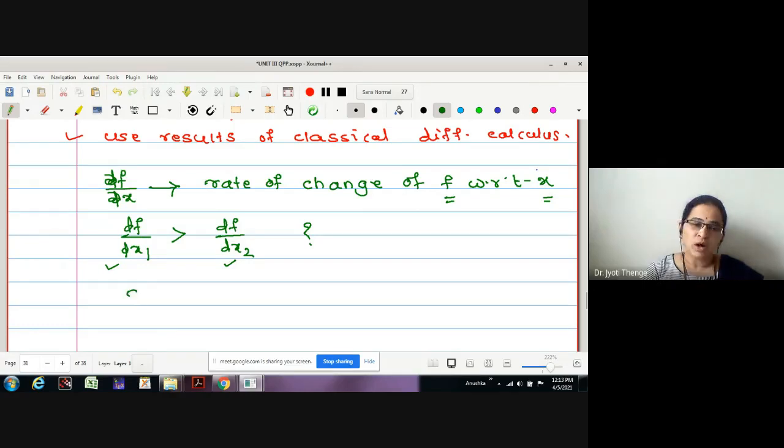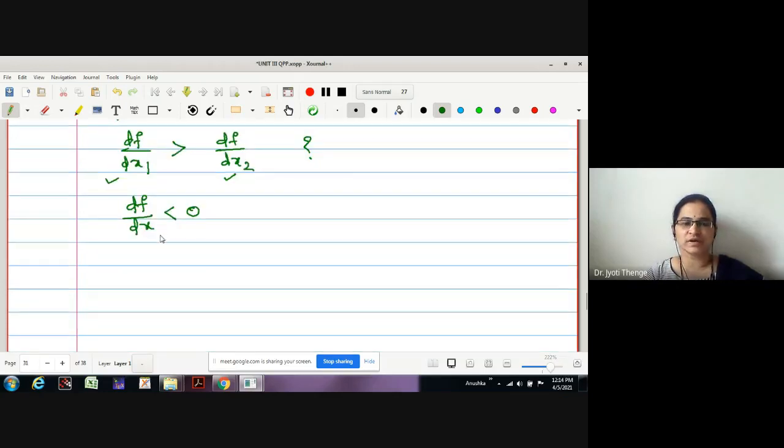Okay. What will happen if the rate of change of a function with respect to a variable is less than 0? What is this meaning? The rate of change of f with respect to x is less than 0. What is it giving us an idea? Suppose the rate of change is equal to minus 1. What does it give you the idea? If I change the value of x, what will be the corresponding change in f?